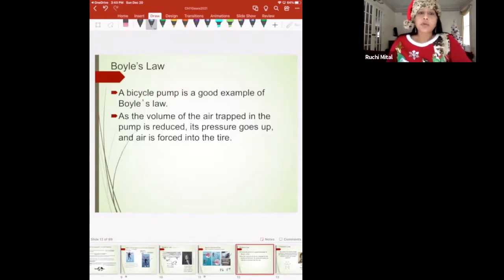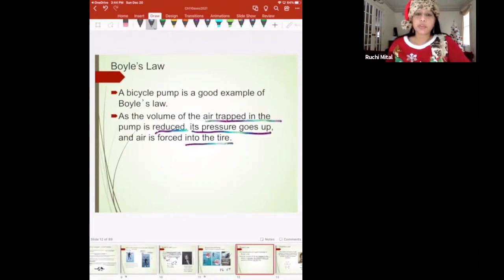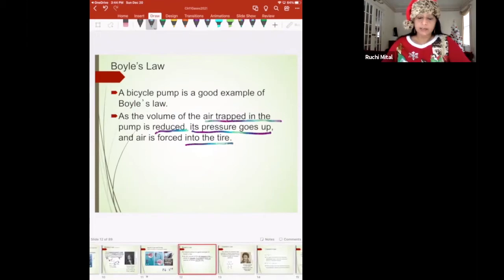Bicycle pump is another good example of Boyle's law. As the volume of the air trapped in the pump is reduced when you push it down, its pressure goes up, and therefore air is pressed into the tire. So try to see the relationship of pressure and volume around you as you learn this topic.